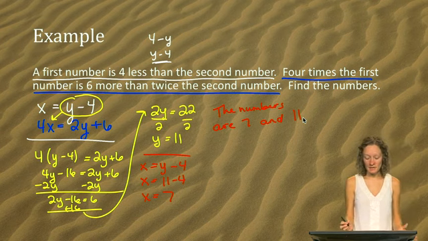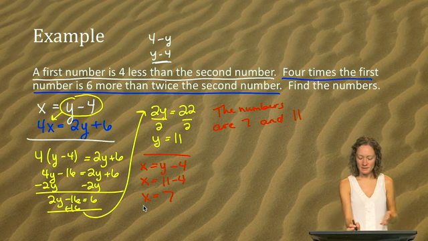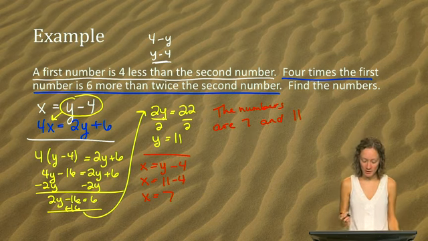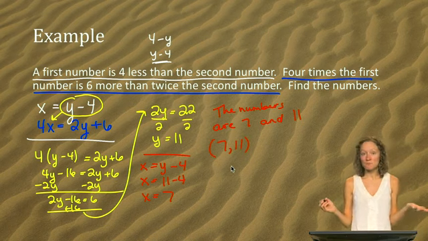And I listed them in this order because x was designated as the first number. It's not the biggest deal if you were to list this and say 11 and 7. There wasn't any specificity on which one should come first. For some problems, you will have to designate what you're talking about. If it asked for it as an ordered pair, we would write x comma y. It just depends on the question.